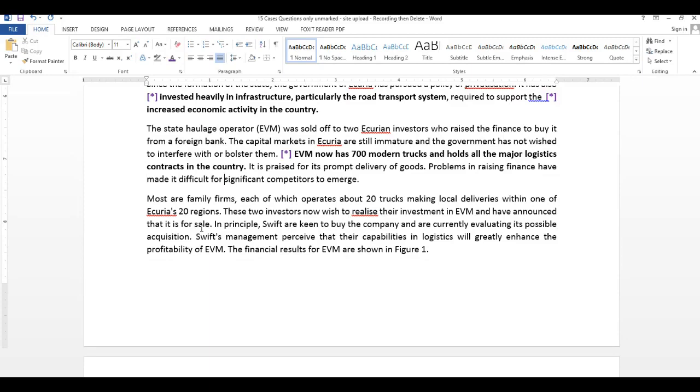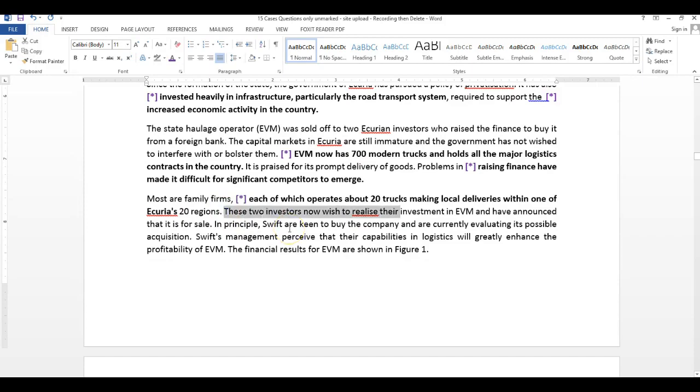Raising finance seems to be the problem in the country. Because of that, the competition seems to be very small. Most are family firms, each of which operates 20 trucks, making local deliveries within one region. So other truck companies are very small. They have only 20 trucks, but only EVM seems to have the largest number of trucks in that country.